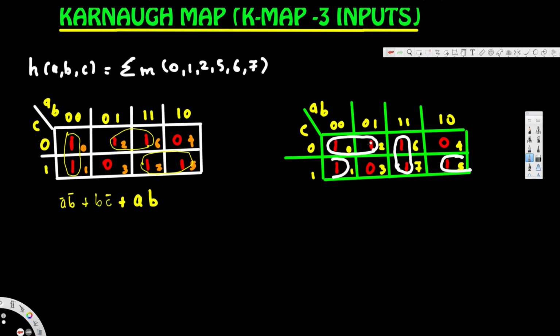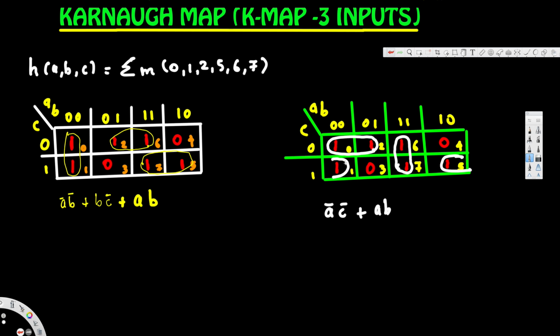Now let's look at the first one. First one we have A is not changing, so we can put A bar because A is 0. B is changing, we cannot put this one. C is not changing, that's 0, so we have to put a C complement. Okay, now let's look at the second one. Here we have A, B, both of them are 1, and that's not changing, so we can put both. C is changing, so we cannot put that one.